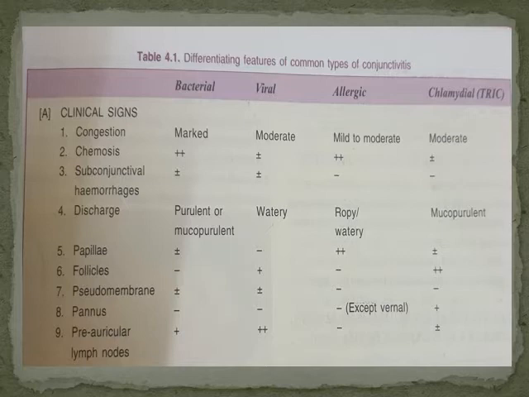Now the types of discharge. Discharge in bacterial conjunctivitis is purulent or mucopurulent. In viral conjunctivitis it is watery. In allergic it can be ropey or watery, and in chlamydial it is again mucopurulent. So these are the main signs by which you can differentiate the various types of conjunctivitis.